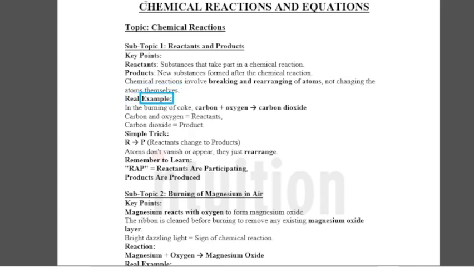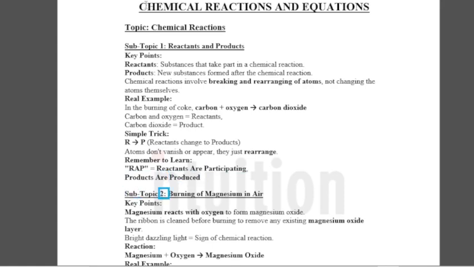Real example: in the burning of coke, carbon plus oxygen gives carbon dioxide. Carbon and oxygen are the reactants, carbon dioxide is the product. Simple trick: RP, reactants change to products. Atoms don't vanish or appear, they just rearrange. Remember to learn: RAP, reactants are participating, products are produced.